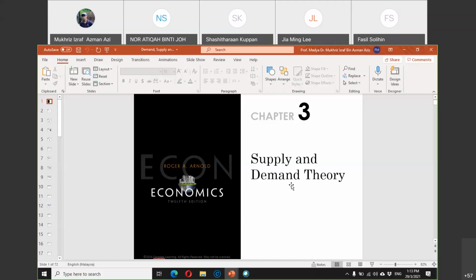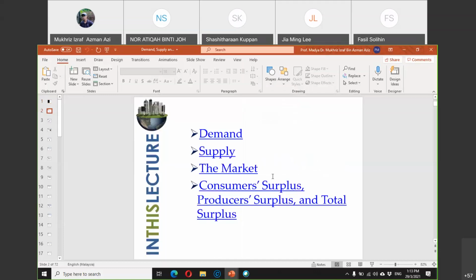So on chapter 3, the main focus is, of course, what are the factors that affect demand, the factors that affect supply, and once you understand the concept of demand and supply, when we combine both concepts together, we're going to look at the concept of market equilibrium. On the remaining parts here, consumer surplus and producer surplus, we're not going to discuss in too much detail, maybe just a simple concept only.